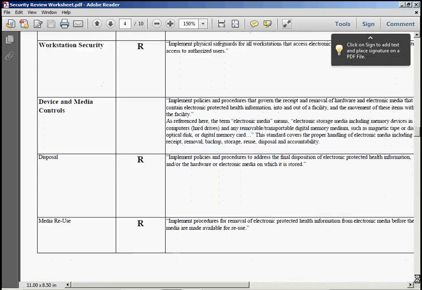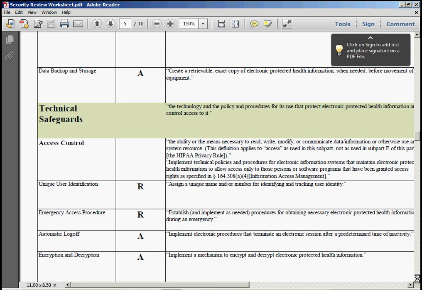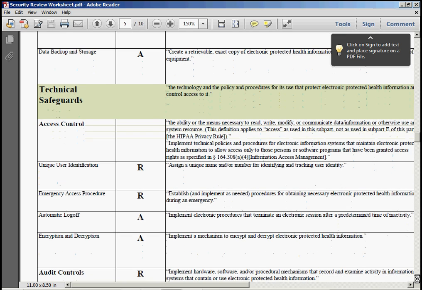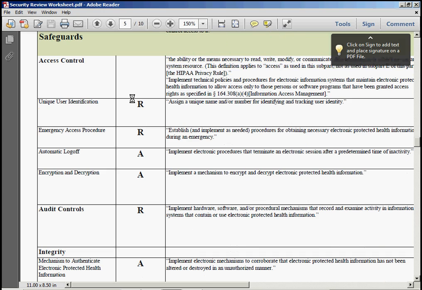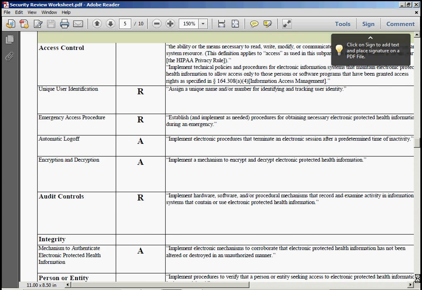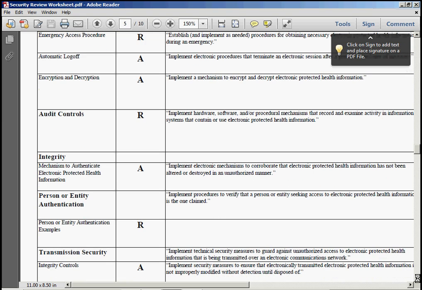And next we're going to come up on our technical safeguards. There we are. And these are all the technical safeguards. Once again, R is required, A is addressable. Addressable means that you can, required obviously means required. Addressable means that you may not be able to implement a safeguard that will protect EPHI from that addressable threat. So what you'll have to do is mitigate that threat in some way.